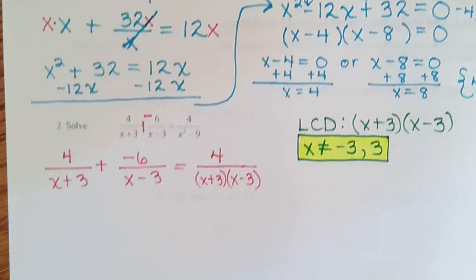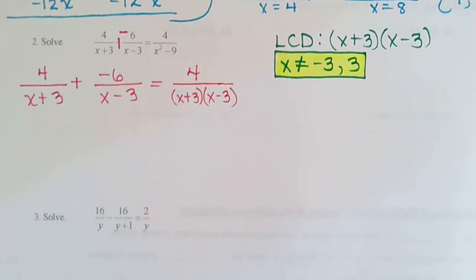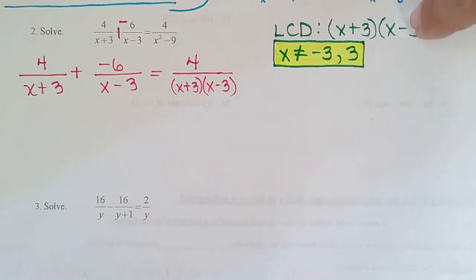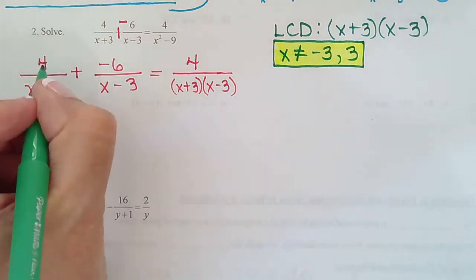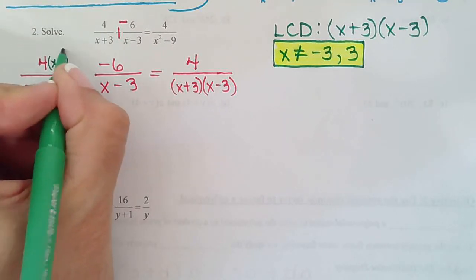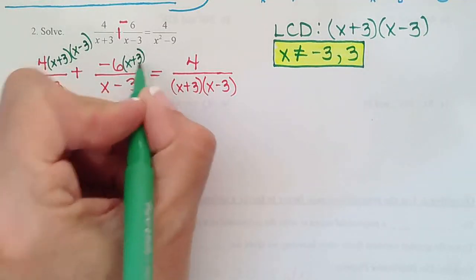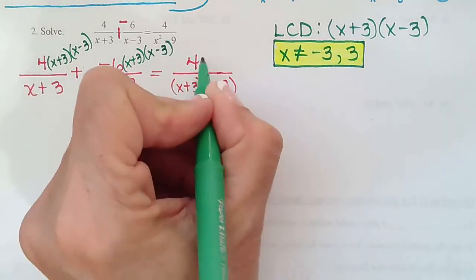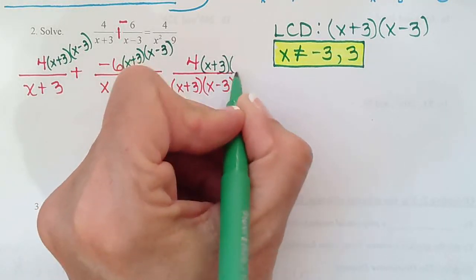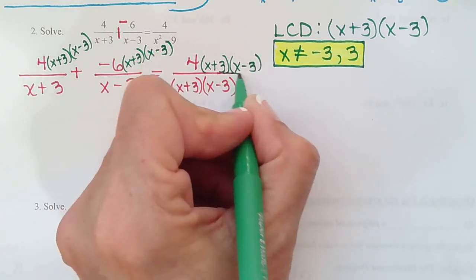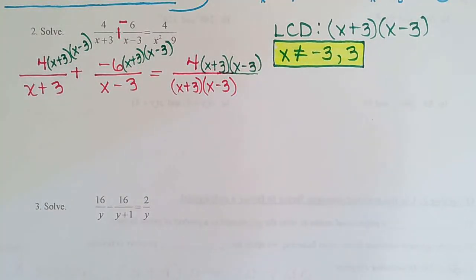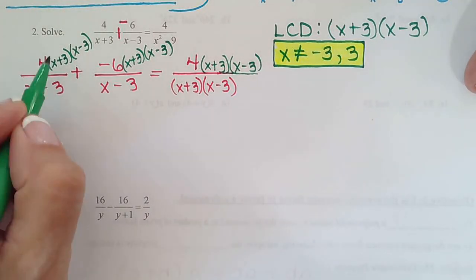So now we're ready to multiply every term by the LCD. There are 3 terms, so I should write x plus 3, x minus 3, 3 times. So x plus 3, x minus 3 in this numerator, x plus 3, x minus 3 in this numerator, and x plus 3, x minus 3 in this numerator. And just like in 5.4, the complex fractions, if you found the correct common denominator, there should not be any fractions left after this step. The fractions should disappear.